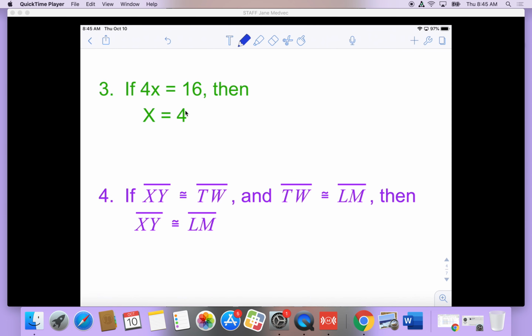If 4x equals 16, then x equals 4. What did we do? Division or divide. I don't care what you use. They're both the same. I'm going to go division. Again, you can put divide, I don't care. Again, don't need property.